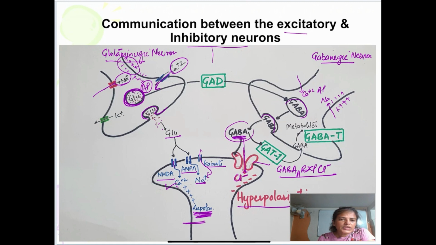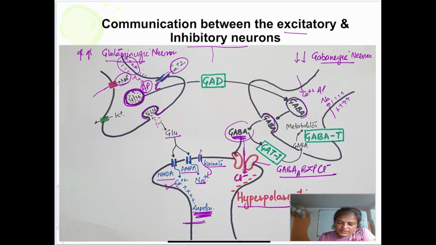So this is a check between the glutaminergic and GABAergic neurons. These two neurons are in balance, so there will be no seizure. When the imbalance happens, suppose there is increased activity of the glutaminergic neuron, that leads to seizure. Or if GABAergic activity is decreased, the reason may be anything.